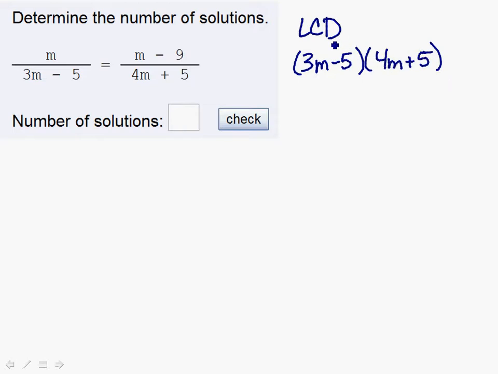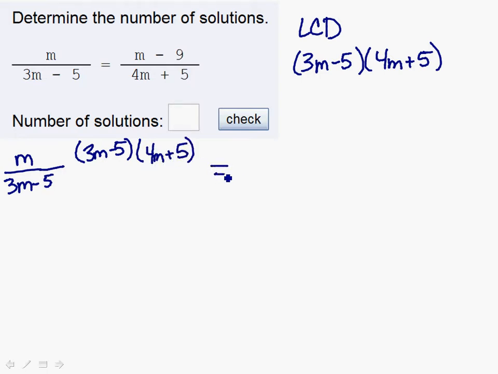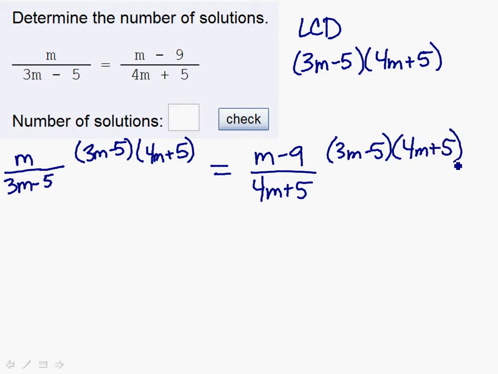Now I'm going to take my least common denominator and multiply each term by it. So I started out with m over 3m minus 5. I'm going to multiply the top by 3m minus 5 times 4m plus 5, because that's my least common denominator. On the other side of my equal sign, I had m minus 9 over 4m plus 5. Again, I'm going to multiply by the least common denominator, because whatever I do to one side of the equal sign, I must do to the other to keep it equal.